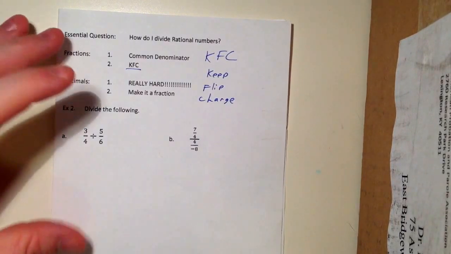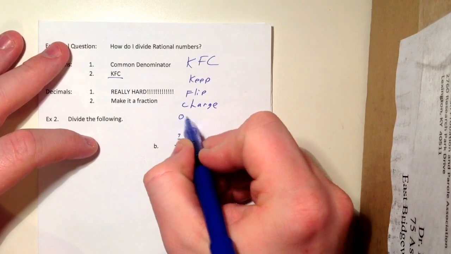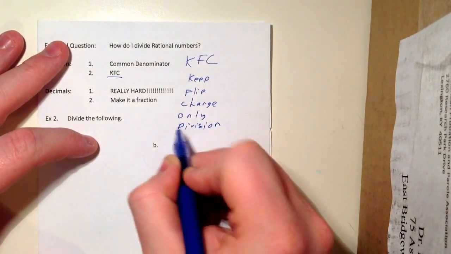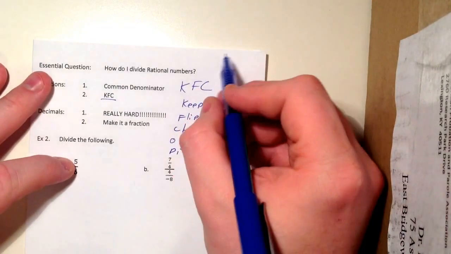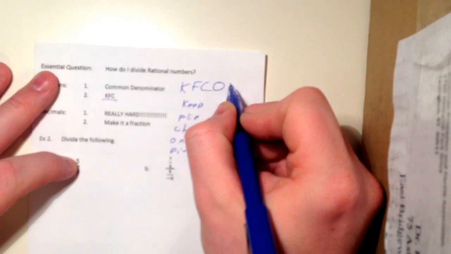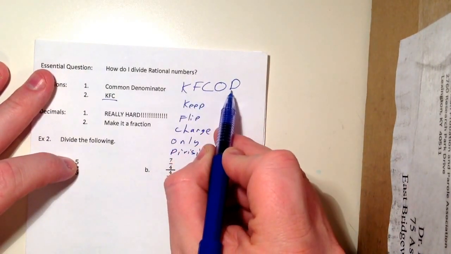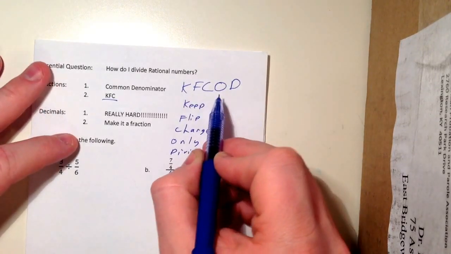I did have a group of students one time, and I said, listen, keep, flip, change. It's only division. That's the only time you ever use it. KFC, only division. And some kids started laughing in class. I asked, what are you laughing at? And he said, Mr. Hyde, Kentucky Fried Chicken, only drumsticks. And he started laughing, I started laughing. It was a great time. You should have been there.